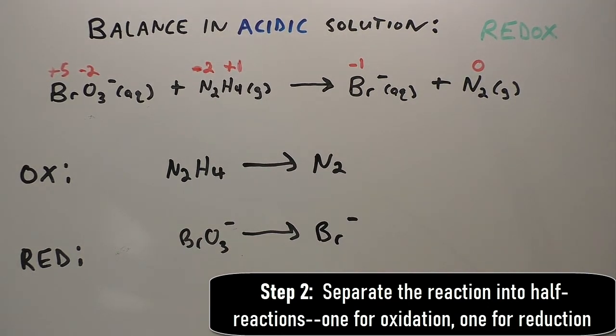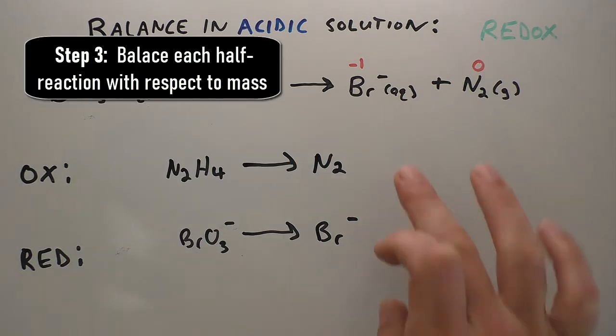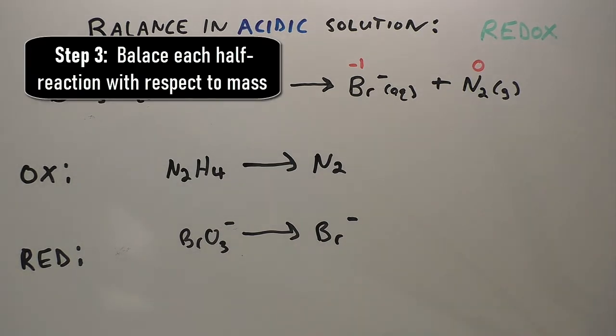So we have successfully split it up into half reactions, and step 2 is done. Now step 3 is composed of 3 sub-steps. For step 3, we're going to balance each of these half reactions with respect to mass. And there are 3 sub-steps that must be completed in the following order.